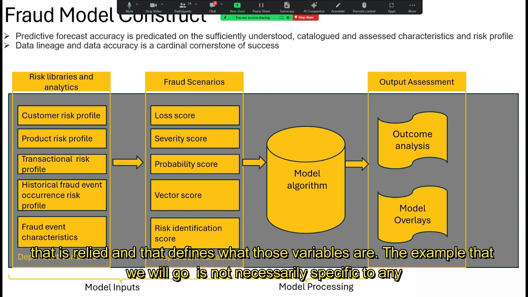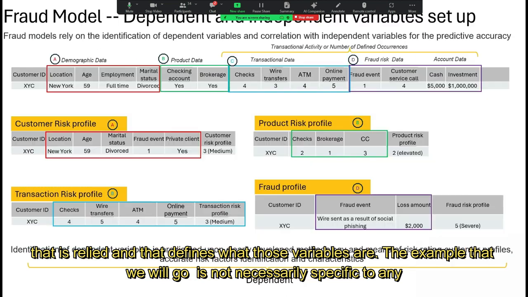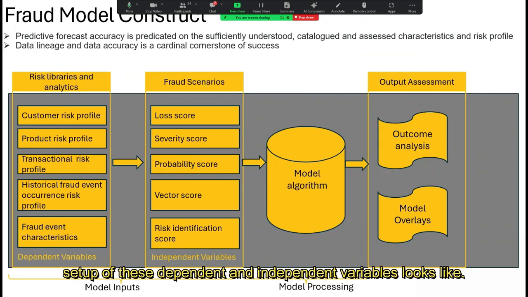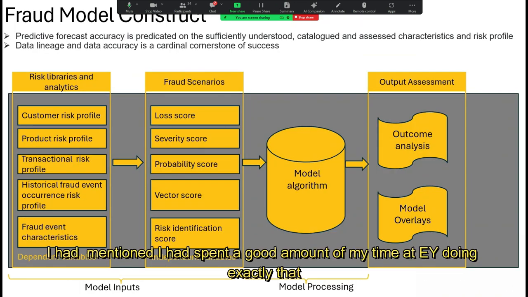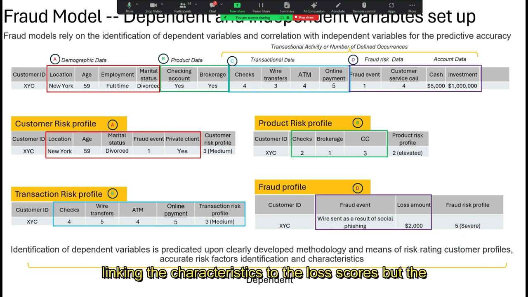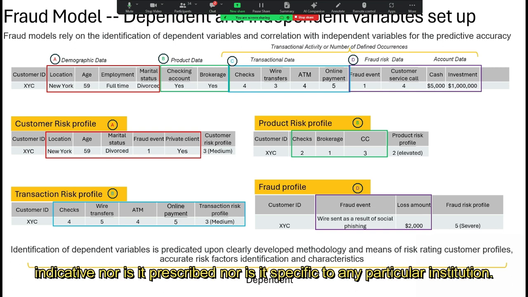The example that we will go through is not necessarily specific to any institution, but it provides a sort of informed view of what the setup of these dependent and independent variables looks like. As I mentioned, I had spent a good amount of time at EY doing exactly that, going through the data libraries, defining the characteristics, linking the characteristics to the loss scores. But the example that I'm walking you through is not indicative, nor is it prescribed, nor is it specific to any particular institution.